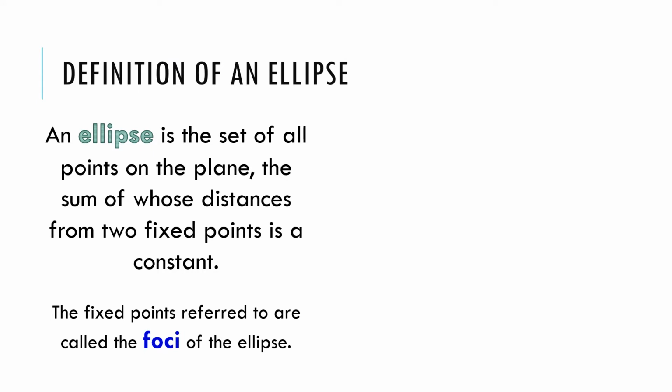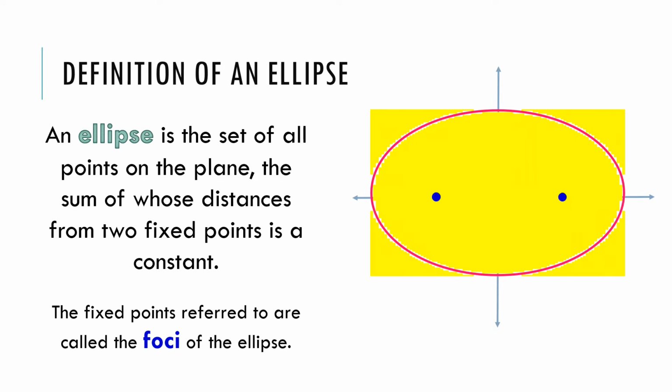First, let us define ellipse. An ellipse is the set of all points on the plane, the sum of whose distances from two fixed points is a constant. Right? So that means the sum of the measurements of the green segments is the same as the sum of the measurements of the maroon segments. The fixed points, the blue ones, are referred to as the foci of the ellipse.